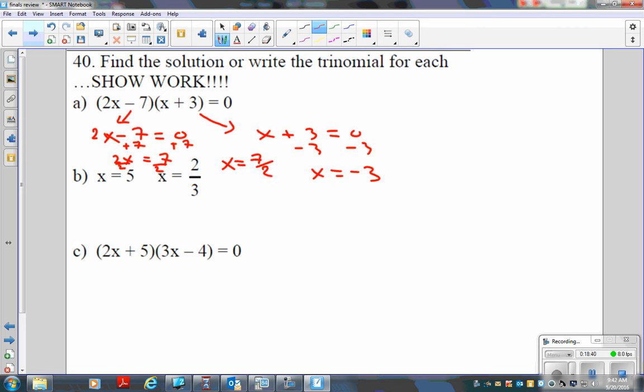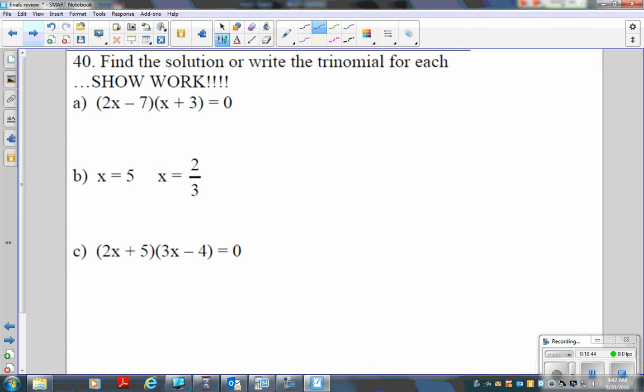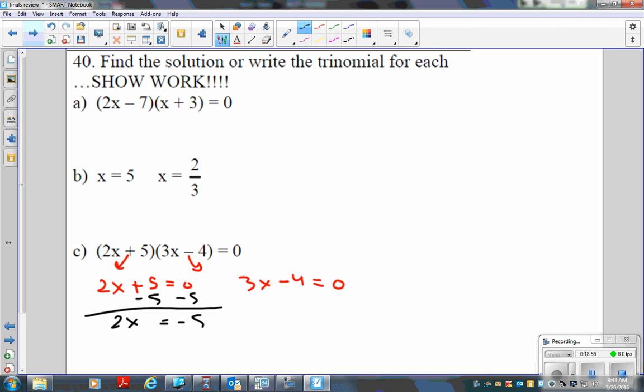Let's try that again. We're going to go ahead and just make them both equal to 0. And again, we're just going to go ahead and get rid of that 5 by subtracting 5 on both sides. And then divide by 2. Here we're going to add 4 to both sides. And then divide by 3.